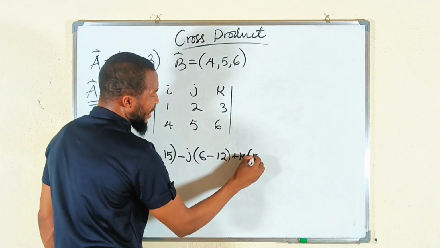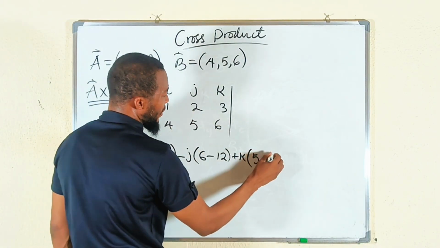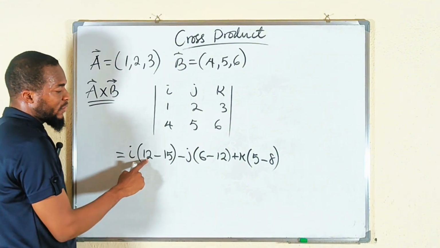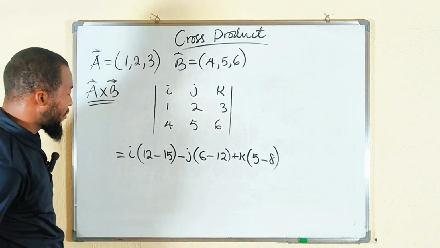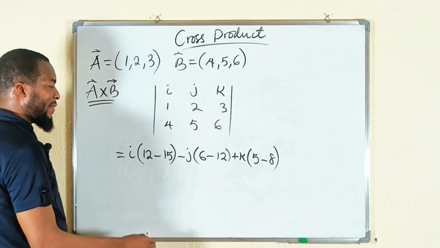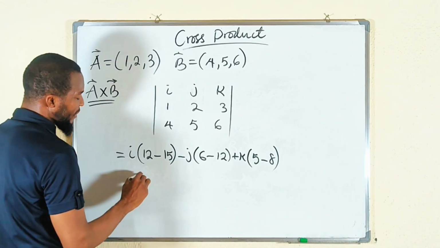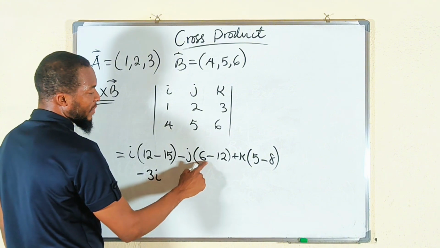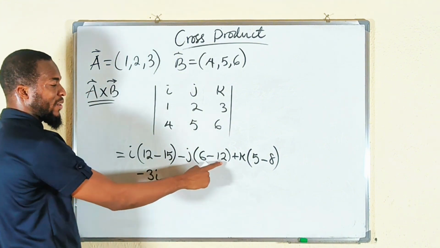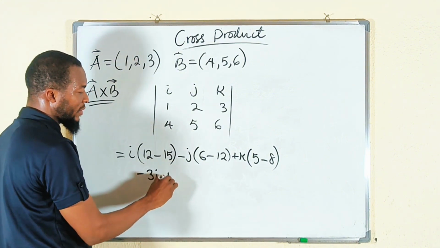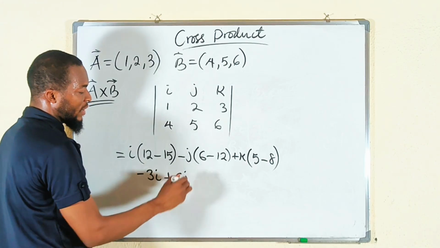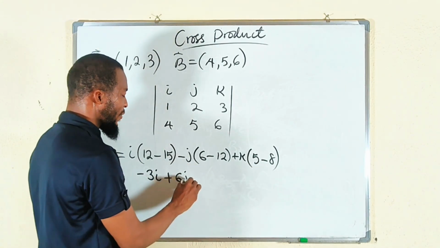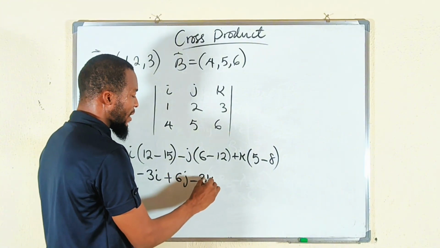1 times 5 is 5, minus 4 times 2 is 8. Then you simplify. What is 12 minus 15? This is going to be negative 3, right? So this is negative 3i. Then what about this? This is minus 6. 6 minus 12, minus 6 times this is plus 6j. Lastly, this minus this is minus 3, so we have minus 3k.